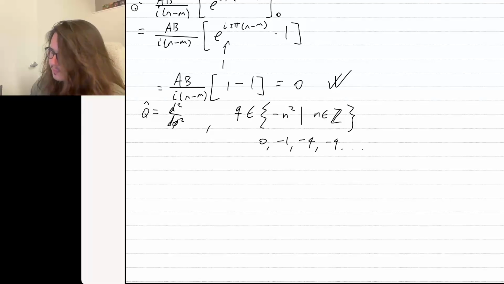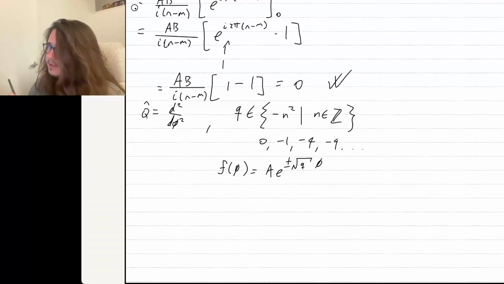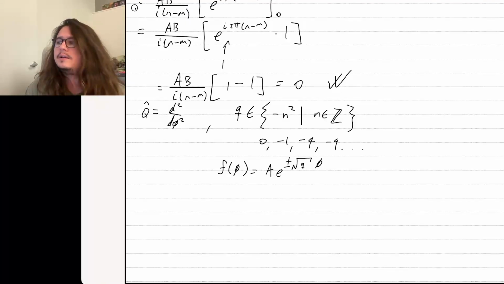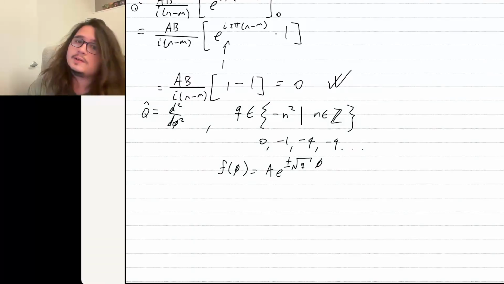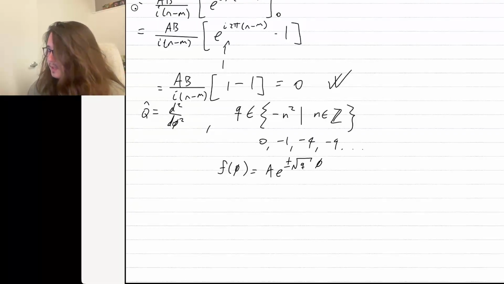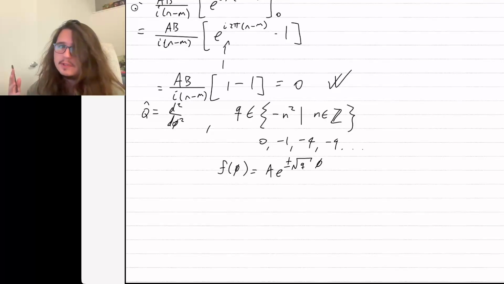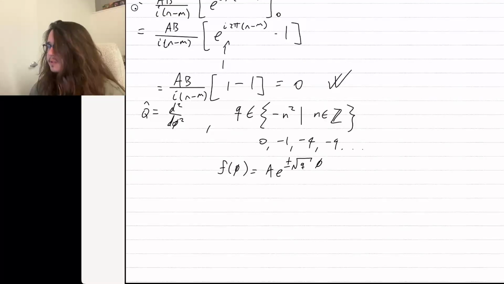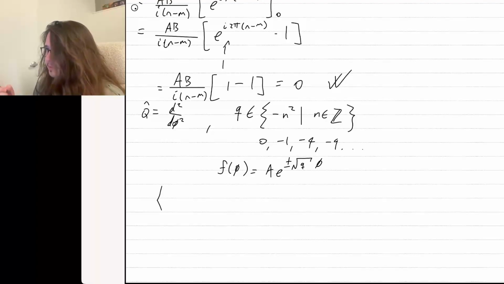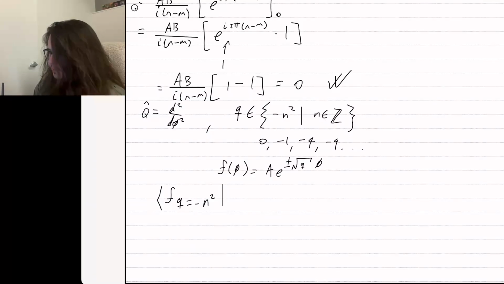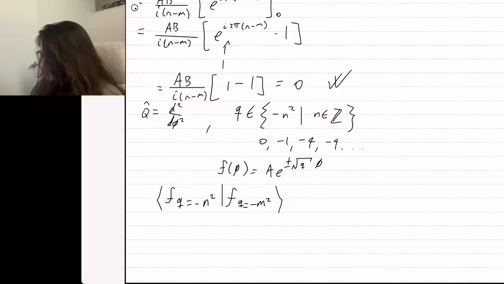And the eigenfunctions for this operator are A e to the plus or minus root q phi, where the plus or minus means that if you pick an eigenvalue, say -1 or -4, there actually are two eigenfunctions that correspond to that eigenvalue, because this spectrum is degenerate. But that's fine. For this problem, we're just going to keep the plus or minuses throughout the work and show that it still gives you 0, even though we really don't need to. So we're checking that f where q equals -n squared is orthogonal to f with q equals -m squared, where n and m are not equal again.